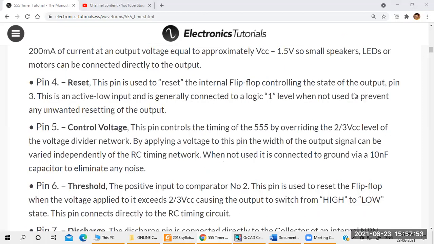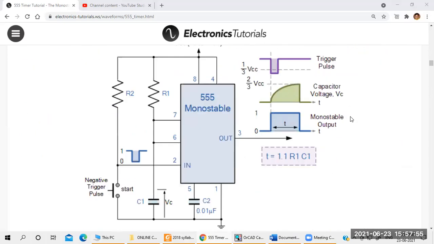Here you take one example. This is the monostable multivibrator circuit. See here, they have taken the 555 timer circuit. There are 8 pins, right? R1 is connected to pin number 7 and 8. R2 is connected to pin number 2 and 4. Then here they apply the negative trigger pulse, between pin number 2 and ground.